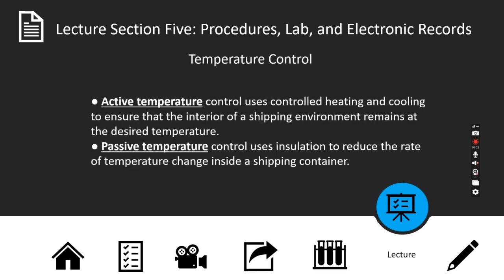You have active temperature control, which uses heating and cooling to ensure that the interior of a shipping environment remains at the desired temperature. Passive control uses insulation to reduce the rate of temperature change inside a shipping container. Both of those can be used to keep things like vaccines that need to stay cold within the temperature parameter throughout its entire time, from the time it leaves the manufacturer to the time it gets to the clinic.